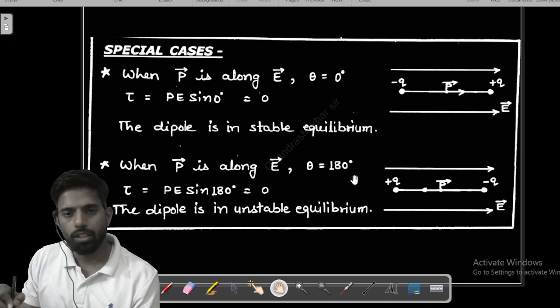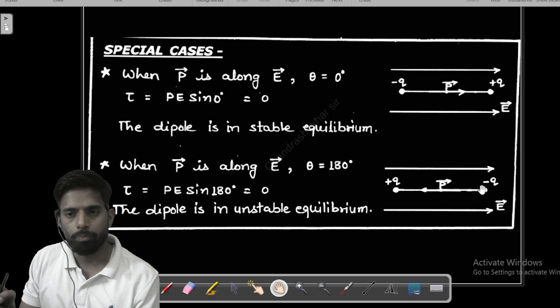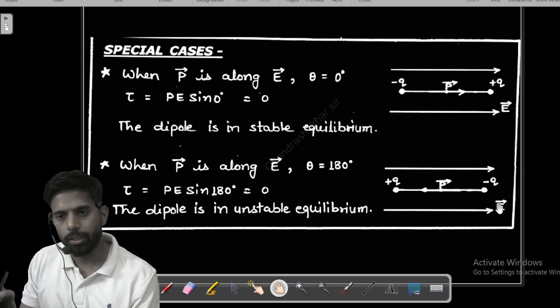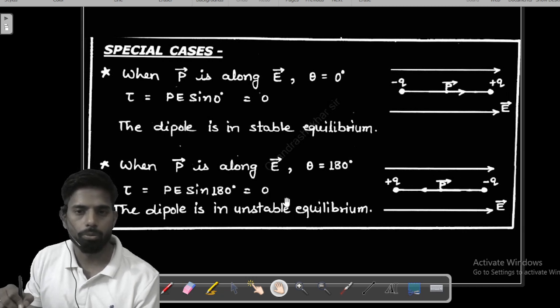And it is unstable equilibrium when the angle between dipole moment and electric field is 180 degrees. So if we put the dipole with the negative charge here and positive charge here, we can say that the dipole moment direction is toward left and the direction of electric field is toward right. So here the angle between them is 180 degrees. So this is the case of unstable equilibrium. Okay.